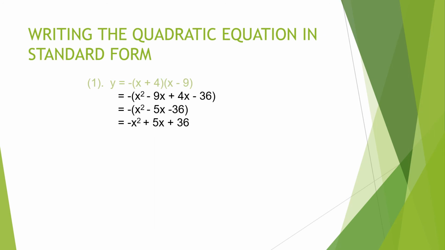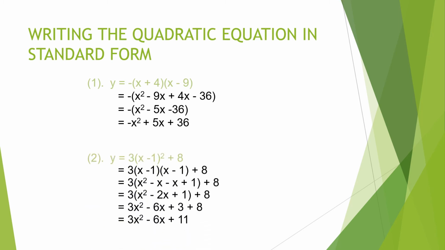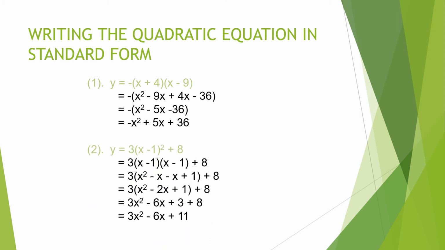Simplify again. Combine negative 9x and 4x, so it becomes negative times the quantity of x squared minus 5x minus 36. Simplify again, and the standard form of the quadratic function is y equals negative x squared plus 5x plus 36. So let us now proceed to example number 2.